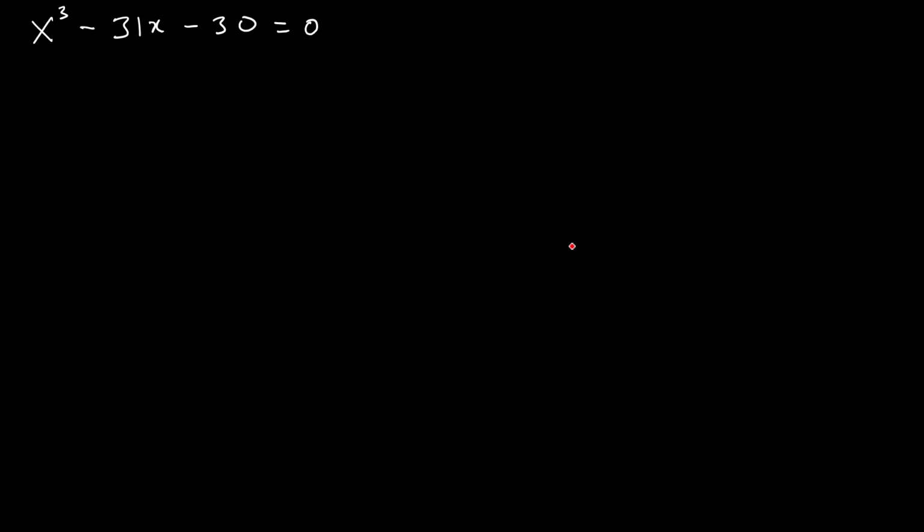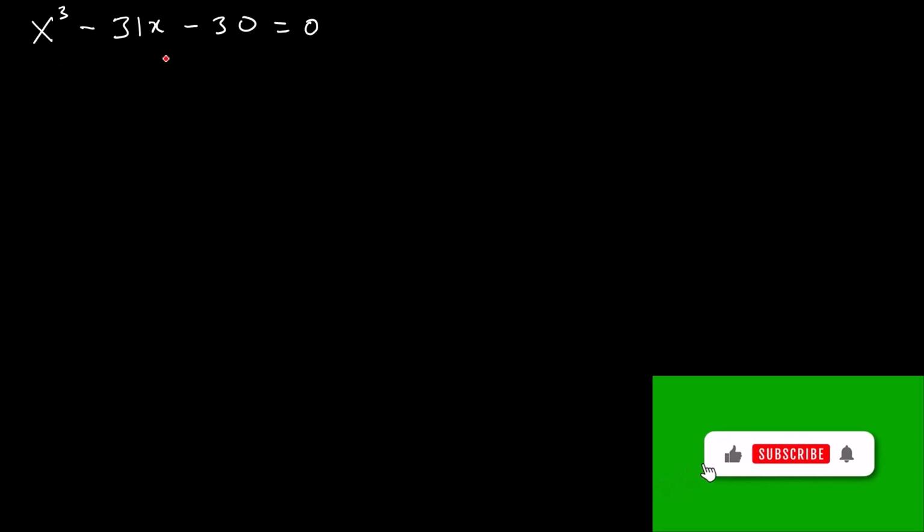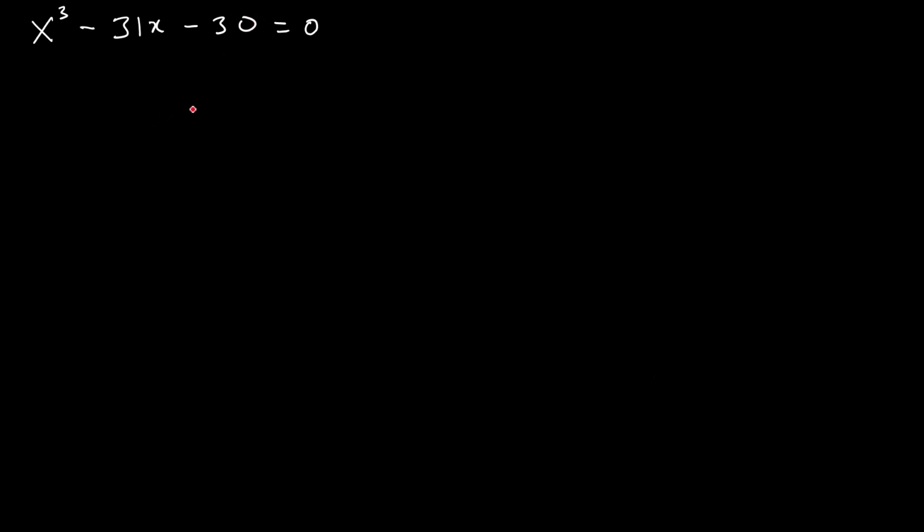All right, let's look at this cubic equation. We have x raised to 3 minus 31x minus 30 equals 0. We can represent this, x cubed minus 31x minus 30 equals 0, by, let's say, f of x, and find the first factor. After that, we go through the division process to find other factors. All right, so let's get started.